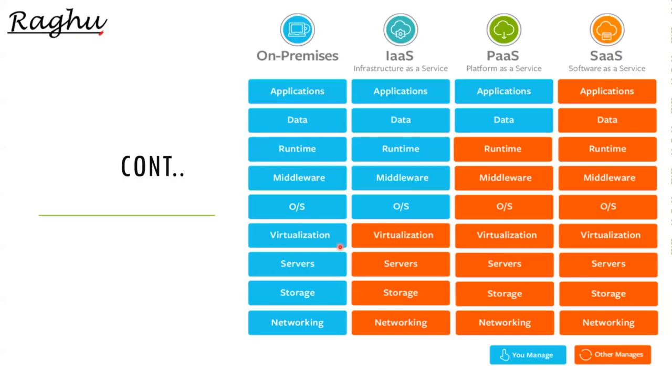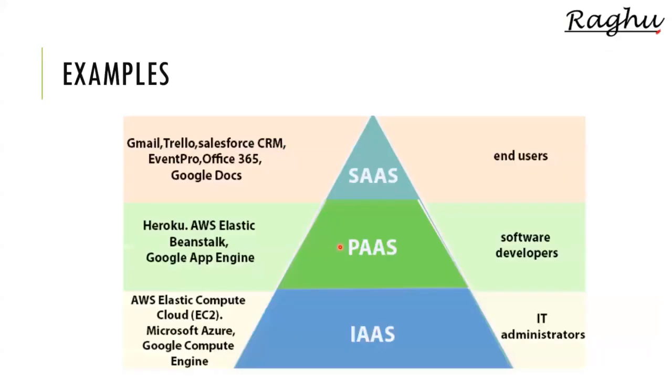Let's see the continuation here. Infrastructure as a service is used mostly by IT administrators. Some examples I'm giving here: Elastic Compute Cloud, that is EC2, Microsoft Azure, and even Google Compute Engine. These all come under IaaS, infrastructure as a service. If you are a developer, we mostly use platform as a service, like Heroku, AWS Elastic Beanstalk, where we run our applications.